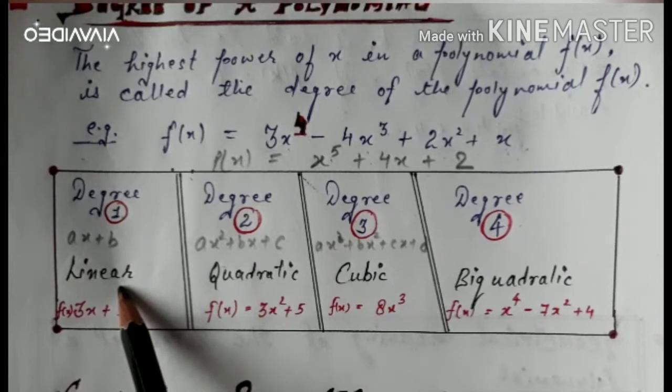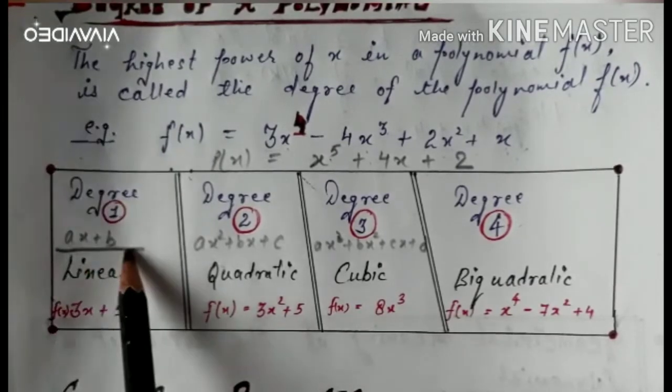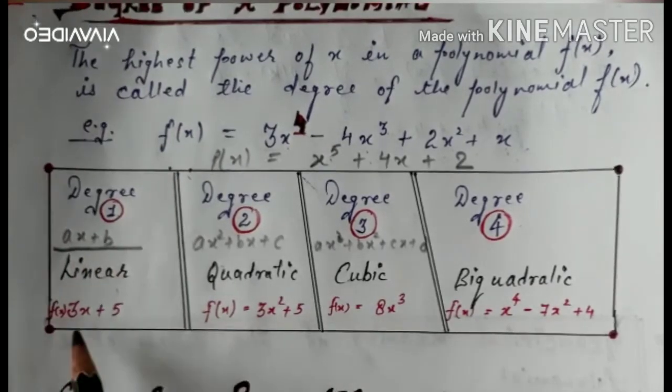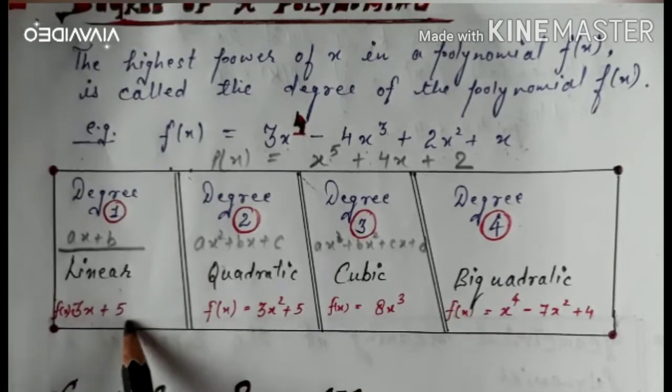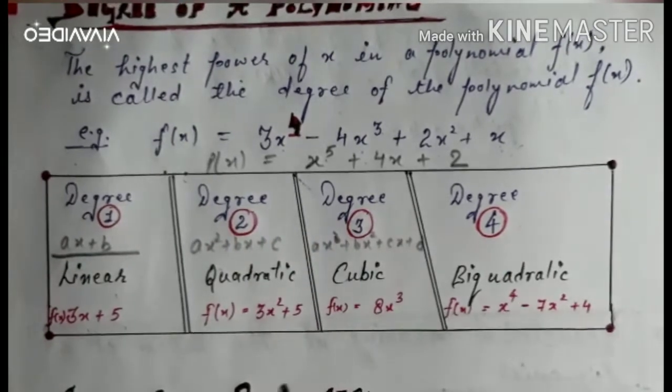And in which form will it be? Generally, it will be in the form of ax plus b. We have taken one example here also, 3x plus 5. You can also write some other examples of degree 1, degree 2, degree 3 and degree 4.